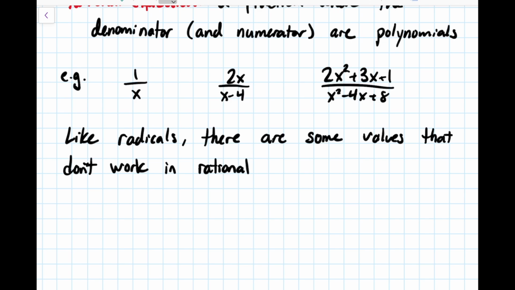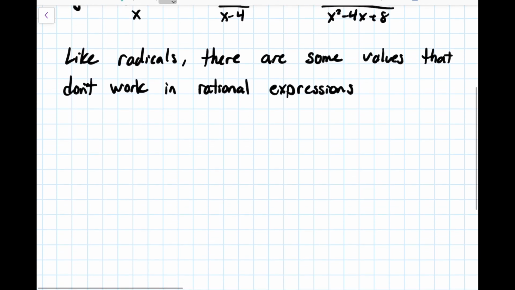With radicals, those were our restrictions, right? We had to make sure that our radicand was positive. You couldn't have negatives inside of a root. But that's not really a thing with fractions, right? You can have negatives in the denominator of a fraction. It's not a big deal. You can have positives. There's really just a specific value that's a problem when it comes to fractions.